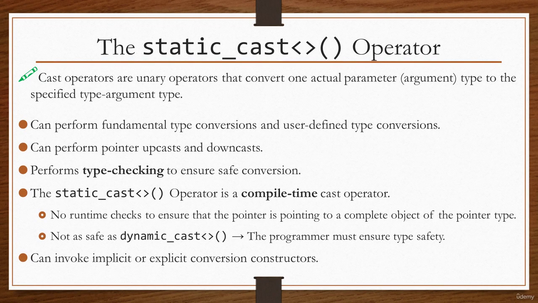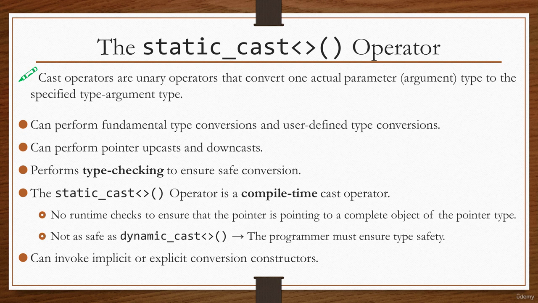The cast operators that we'll discuss in this lesson, such as static cast and dynamic cast, are unary operators that convert one actual parameter, the argument that we pass in between the parentheses, to the specified type argument. Right, we have this template syntax that we can see with the static cast, and the type argument between the angle brackets is what we want to cast or convert to. So with the static cast, we can perform pointer upcasts and downcasts. It also performs type checking to ensure safe conversion.